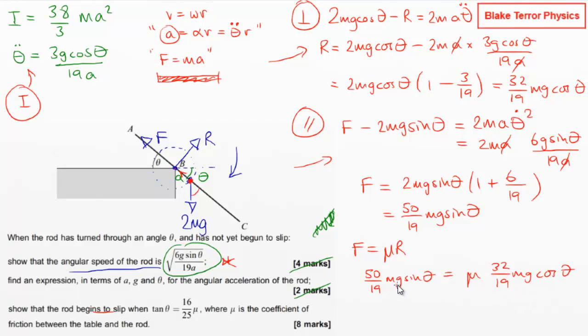Right, so this is all looking nice. Get rid of the 19 and the mg on both sides. Which way round do we want it? They want us to leave us with a tan. So we divide by the cos theta. So tan theta there, and we divide by the 50. So tan theta equals 32 over 50 mu, which is 16 over 25 mu. So that's dropped out quite nicely at the end.